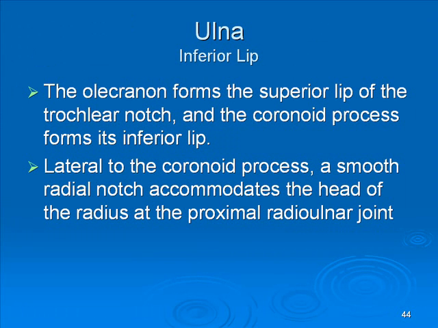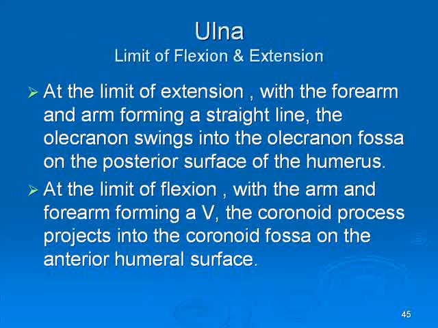Lateral to the coronoid process is a smooth radial notch that accommodates the head of the radius at the proximal radioulnar joint. And again, that's because you see the olecranon process will extend up further than the radius. The radius actually sits at a point on the ulna bone. It sits in a little notch, and so it's referred to as the radial notch on the bone.